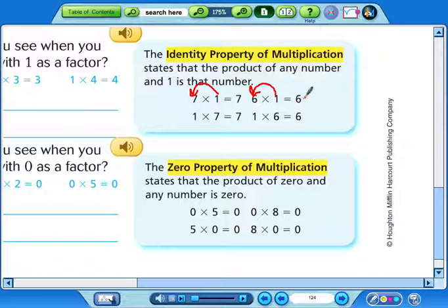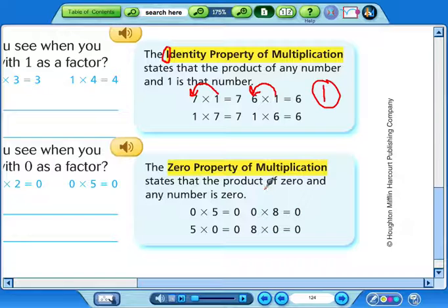The way I remember this property is the number 1 kind of looks like this letter I up here. So the I property, or the identity property, is the property that says when you multiply by 1, it's the other number. Remember, the I looks like the 1.